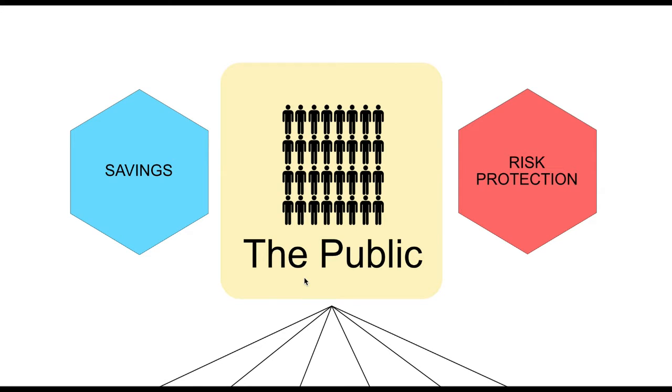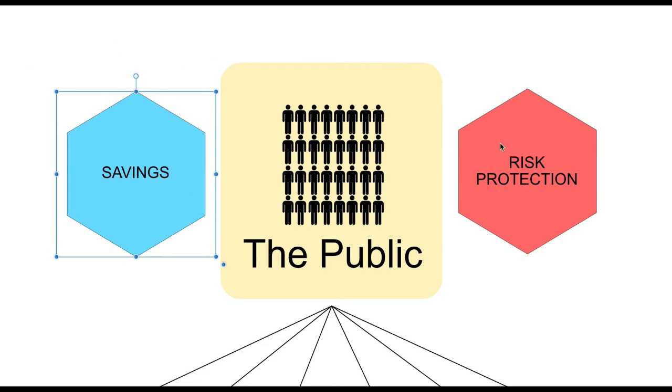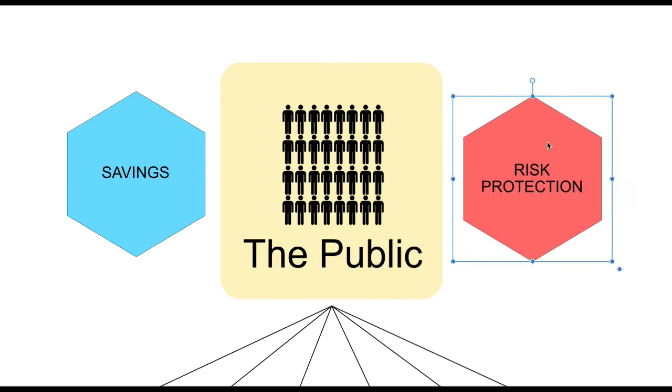I want to give a very quick overview of the investment world. Basically it all comes down to the public, and the public are people like you and me, your neighbors, the postman, all of us. Essentially we have two big demands. We have a demand for savings, we want savings products, and we want some sort of risk protection.